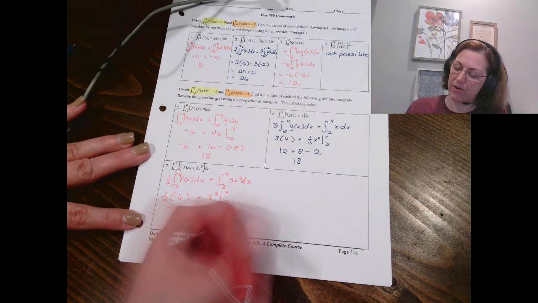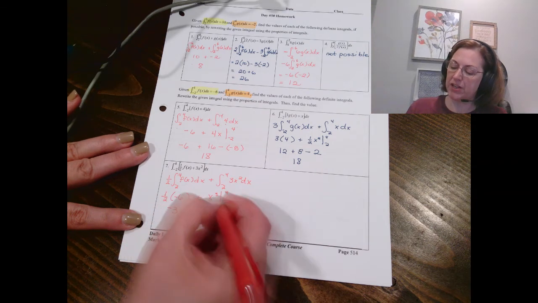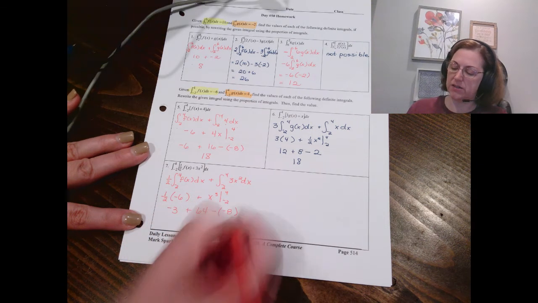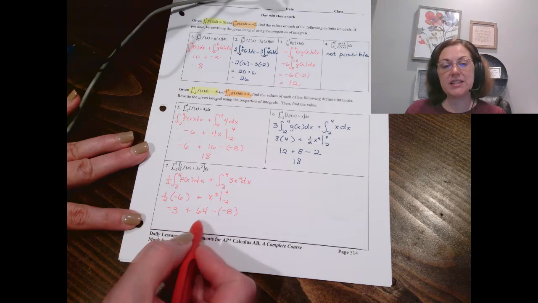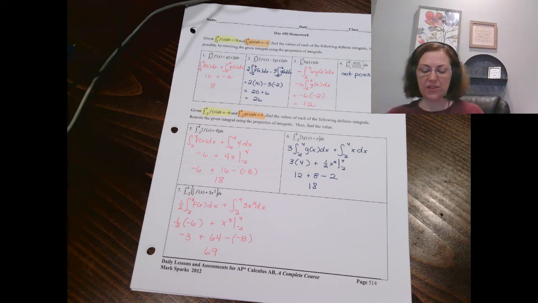So we've got negative 3. Now plug in your 4. That gives me 64. Minus, plug in your negative 2, gives you negative 8. And so I've got 61 plus 8 gives me 69. So good work with that.